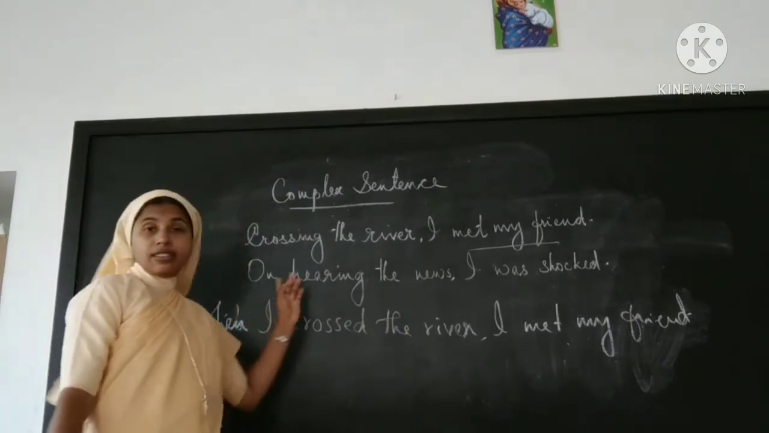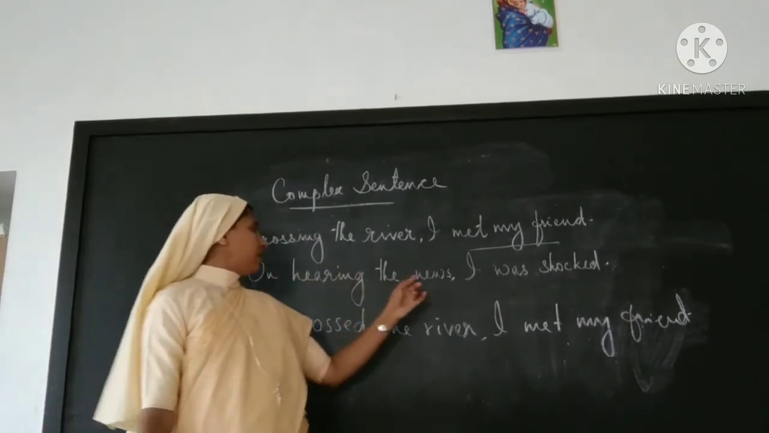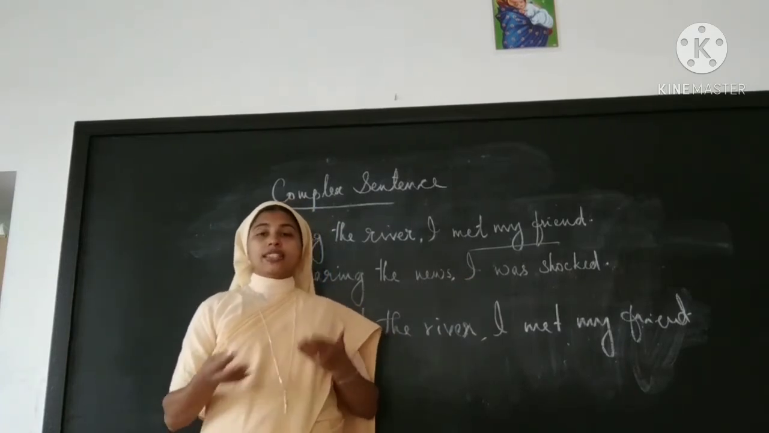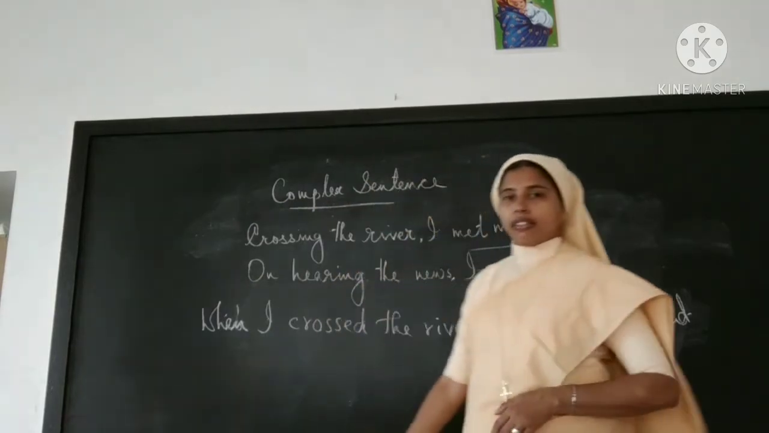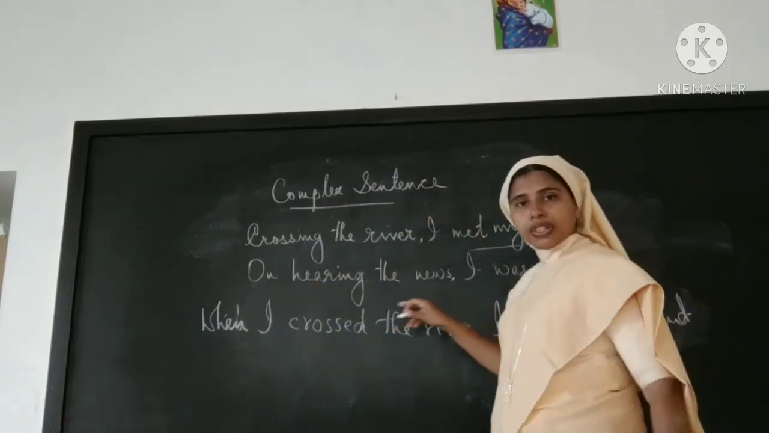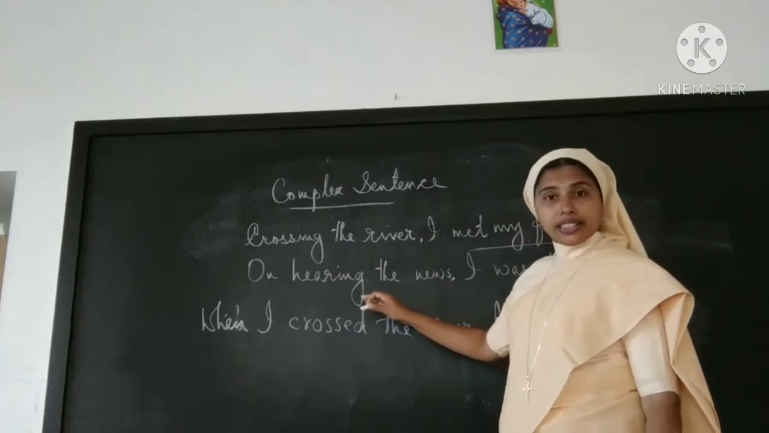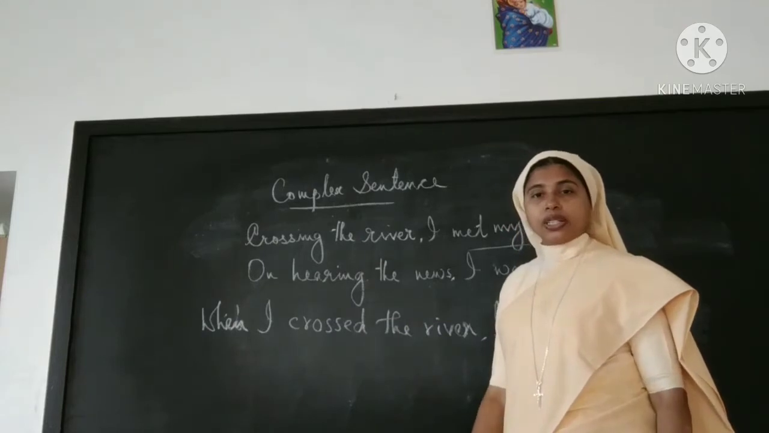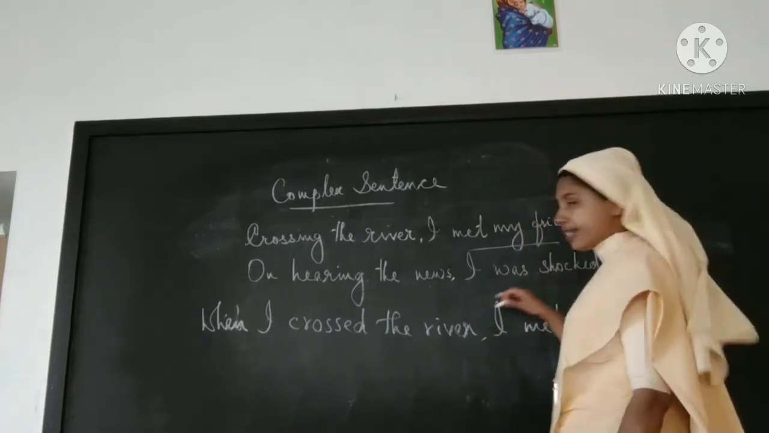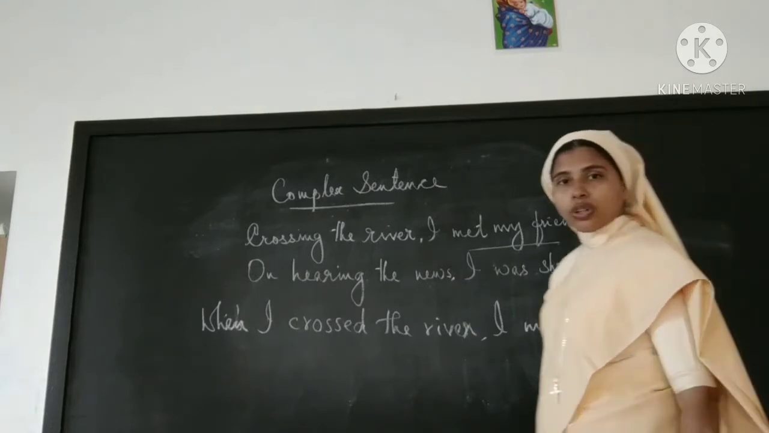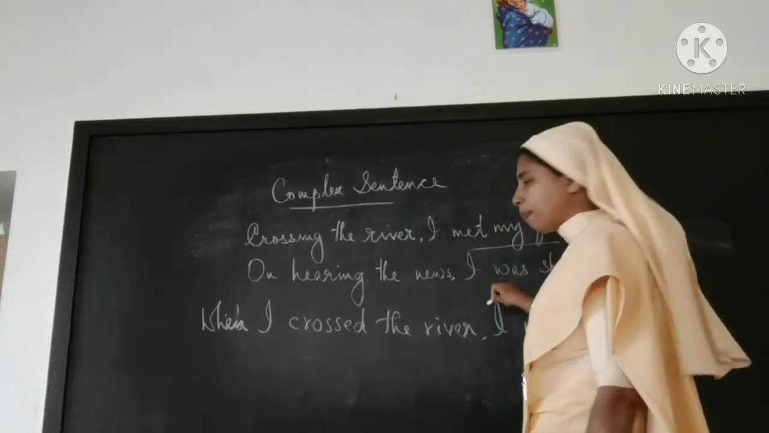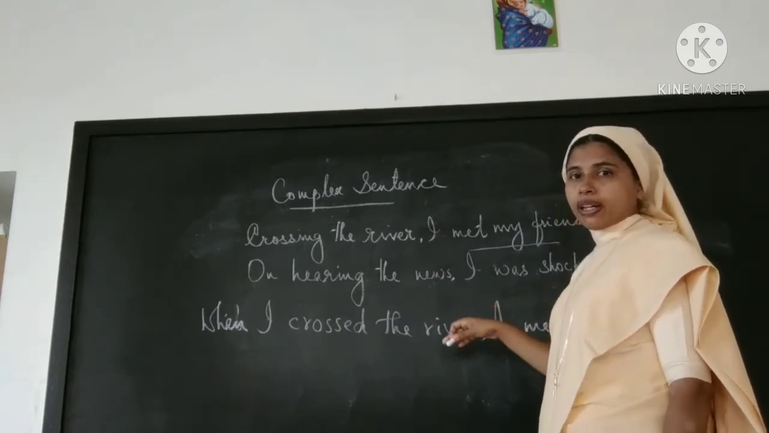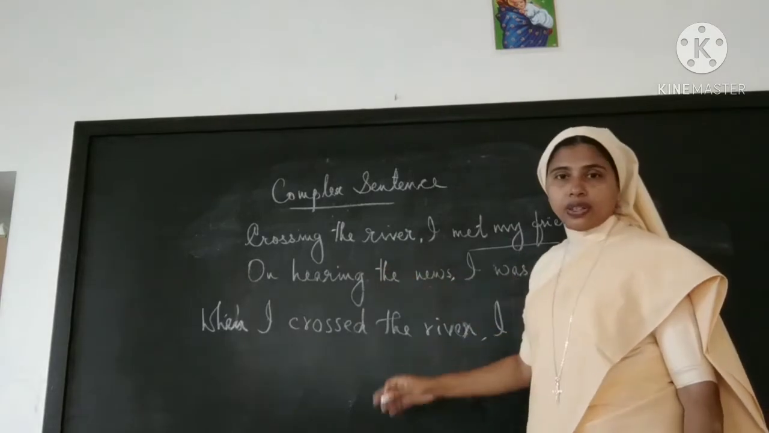And here another sentence: On hearing the news, I was shocked. What's the structure of this sentence? On hearing the news, does it have subject and predicate? No, there is no subject and no predicate. And the second part, I was shocked. This is a passive voice sentence, in the simple past. I was shocked on hearing the news.